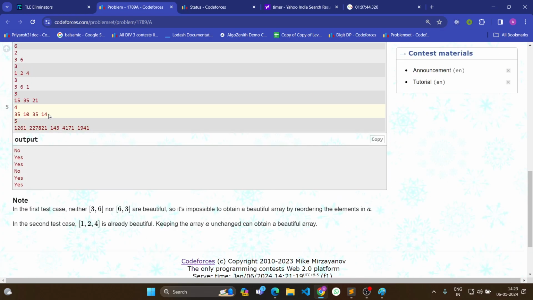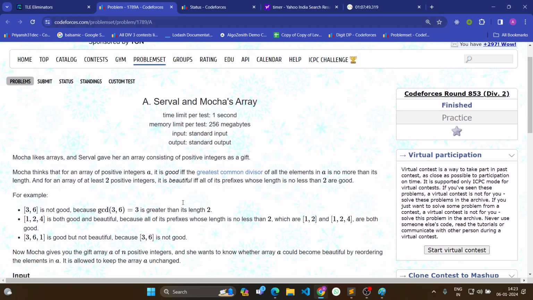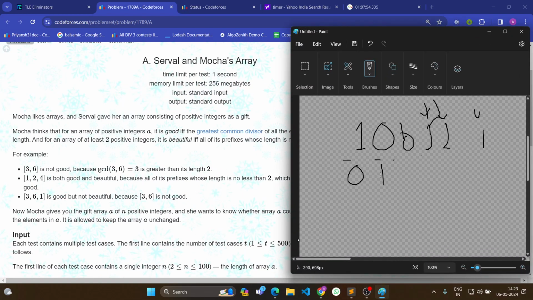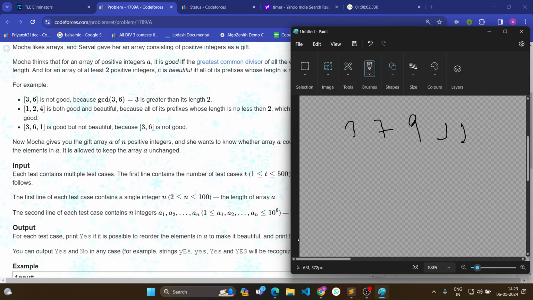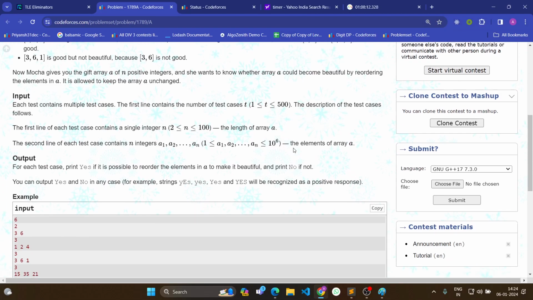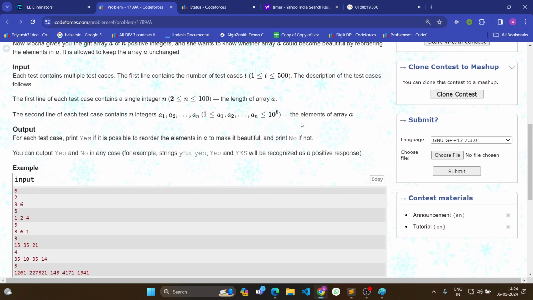But in this case, my guess is the answer should be that one is odd and one is even, one odd and one even. But again, that's not necessary. Let's say I have 3, 7, 9, 11. In that case 3 and 7, this is all good. Basically, if all the elements of the array are prime, then it is true. Otherwise, all the elements must be co-prime to each other. That's it.